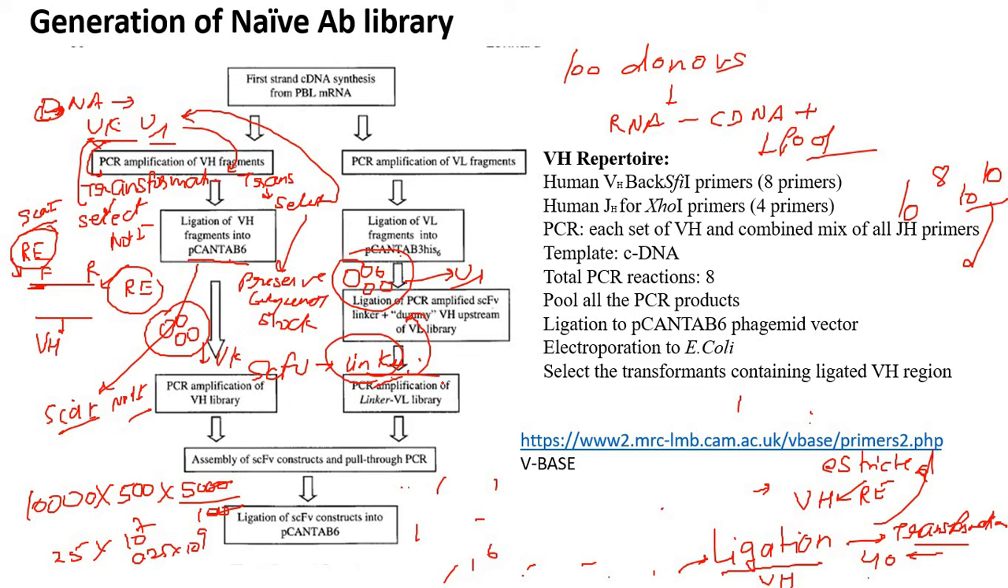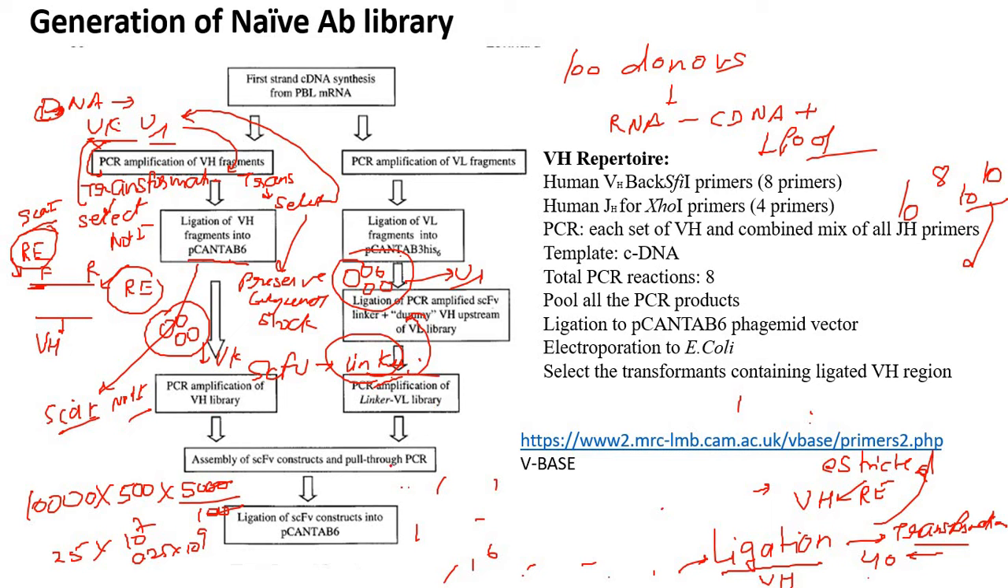There are multiple ligations. First of all, you have to collect multiple donors, make the RNA, make the cDNA. Then you need to do multiple PCR amplifications. Then you have to do multiple ligations, many transformations, and then selection. And then again, once you have the colonies for the VH library and the linker VL library, you can simply mix them and do the pull-through PCR.